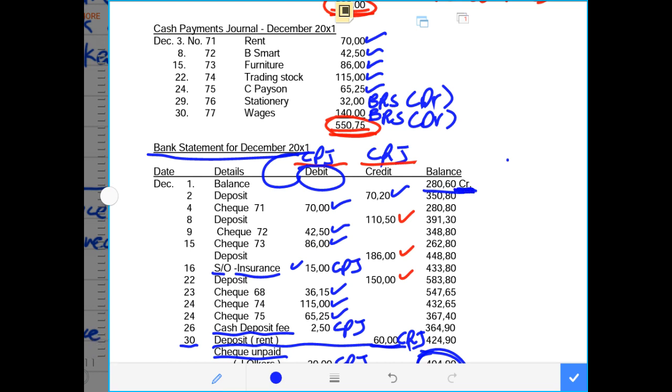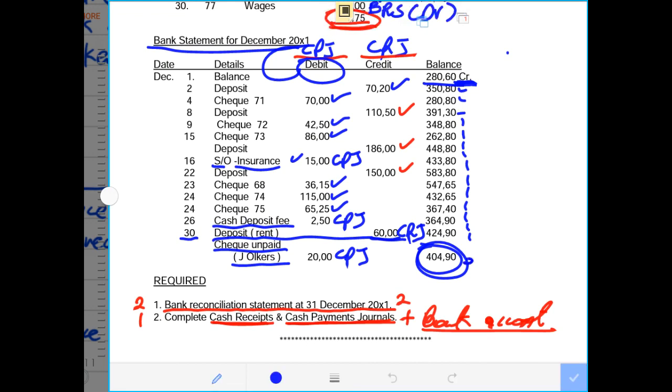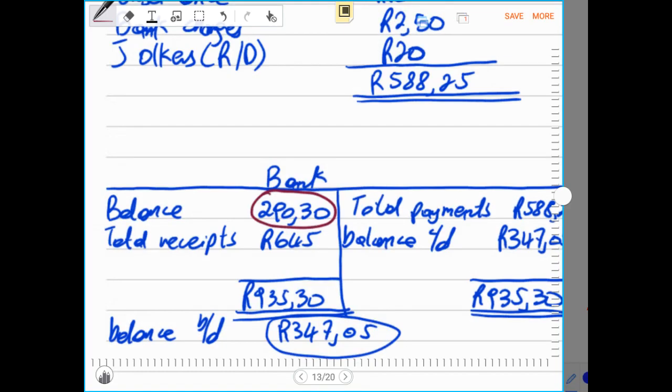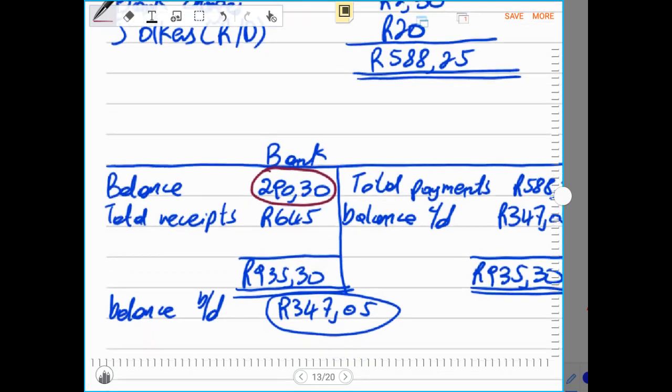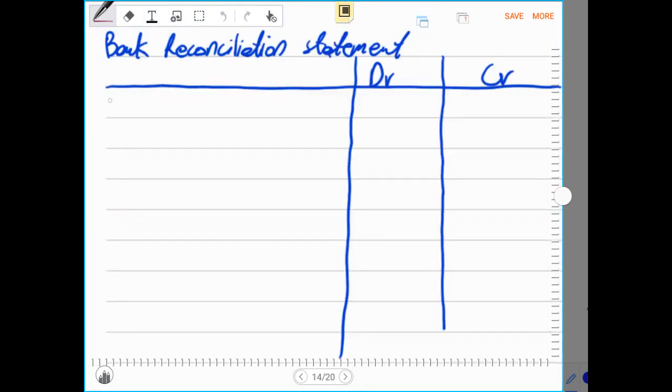The opening balance is credit, and there was no change throughout going down, meaning the closing balance is still a credit balance unless it was stated otherwise. In this case, the opening balance of 404.90 will be the credit balance per bank statement. So we normally say credit balance per bank statement.